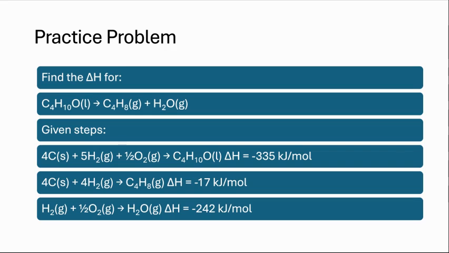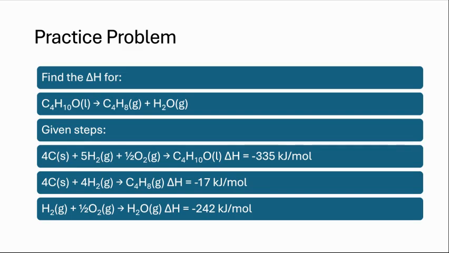Then the third step, H2 gas plus 1/2 O2 gas goes into H2O gas, and delta H is negative 242 kilojoules per mole. So what we're aiming to do is to combine all three of those substeps into the main reaction. So let's work it out.